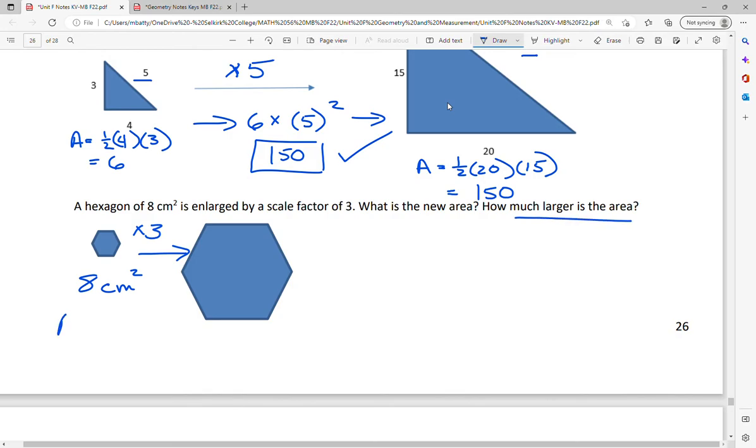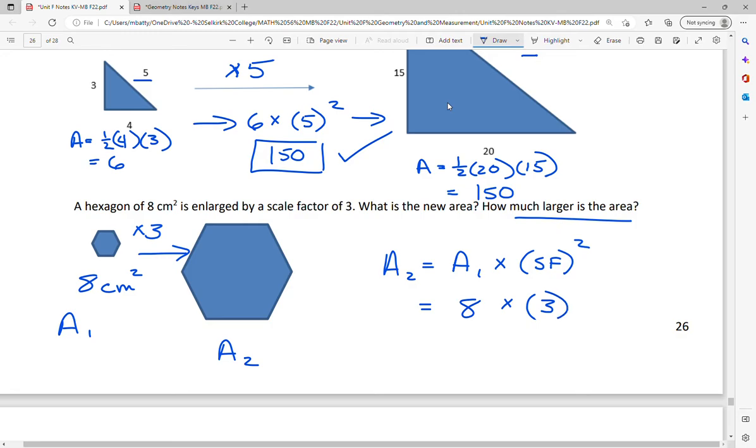So this would be area 1, this would be area 2. So area 2 is going to be my area 1 times my scale factor squared, right? Area 1 is 8 times my scale factor, which is 3, and I'd be increasing both my length and my width.